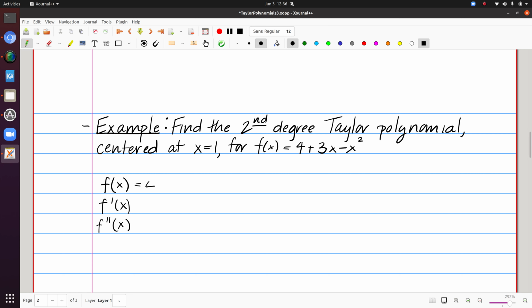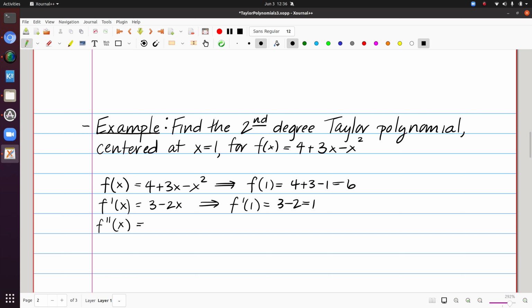So we're given that f is the function 4 plus 3x minus x squared. If I plug in 1, I'm going to get 4 plus 3 minus 1, so I'm going to get 6. The first derivative of this function is going to be 3 minus 2x. If I plug in 1 to that, I'm going to get 3 minus 2, or 1. And the second derivative is negative 2. And if I plug in 1 to that, it's a constant function, I just get negative 2.